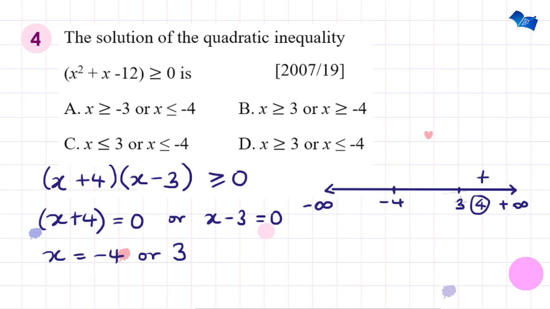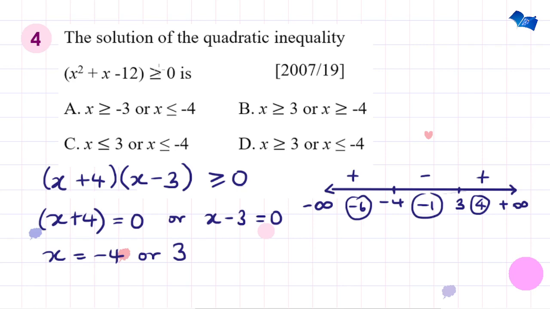Then from minus 4 to 3, let's pick a number. Let's say minus 1. Minus 1 squared is 1. Minus 1 is 0. Minus 12 is minus 12. So we have a negative value. Now from negative infinity to minus 4, let's pick minus 6. Minus 6 squared is 36. 36 minus 6, sorry, is 30. 30 minus 12 is 18. So that is positive as well. So we have positive, negative, positive.